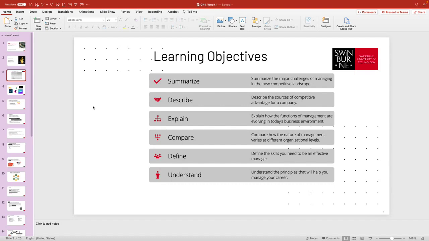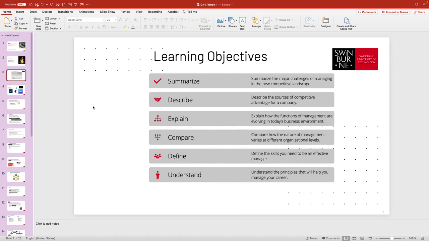So, as I said, today's class is a bit of an overview, you will get an overall picture of this unit. We will also describe the sources of competitive advantage for a company and explain how the functions of management are evolving in today's business environment. As I said to you before, it's been changing. Compare how the nature of management varies at different organizational levels, top management, middle management, and lower level management as well. Also, to define skills that you need to be an effective manager.